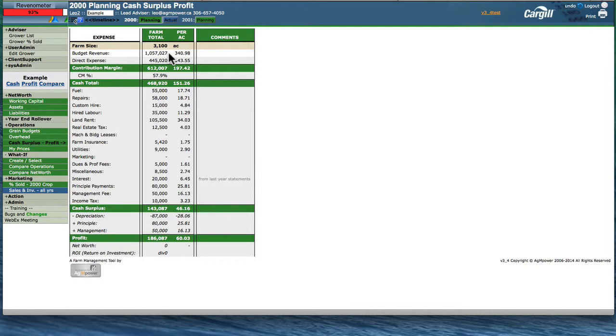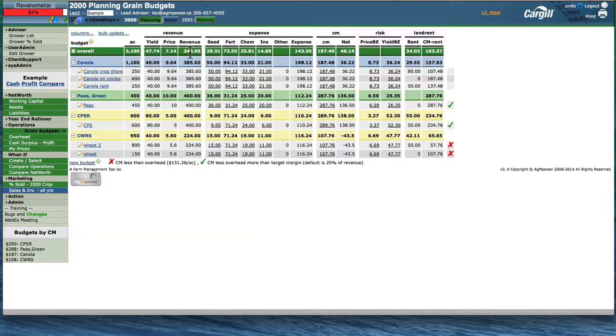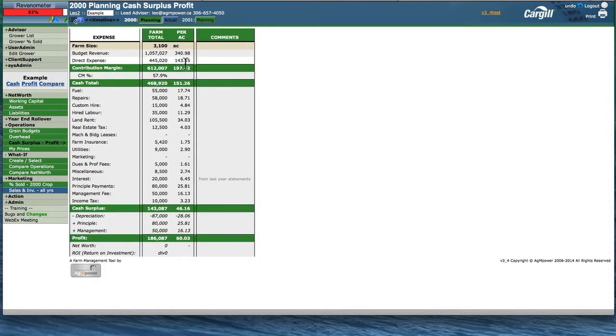The cash surplus profit page is a summary of what you've put into the program so far in grain budgets and overhead. It shows you what the revenue is, $340.98, which is the same as the grain budget, $340.95, so just a rounding error. Same thing with the expense, $143.55, and the contribution margin, or gross profit, is going to be reflected in this cash surplus page as well.